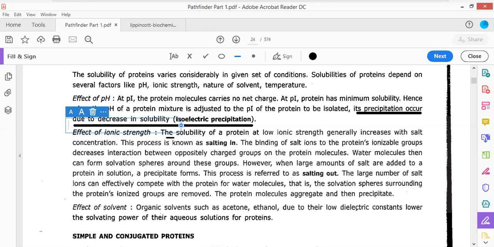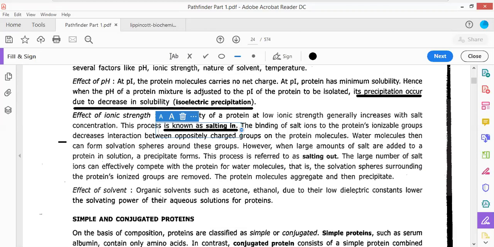There is another thing: protein solubility is also influenced by salt. One is referred to as salting in. Salting in causes the protein to get dissolved in water.